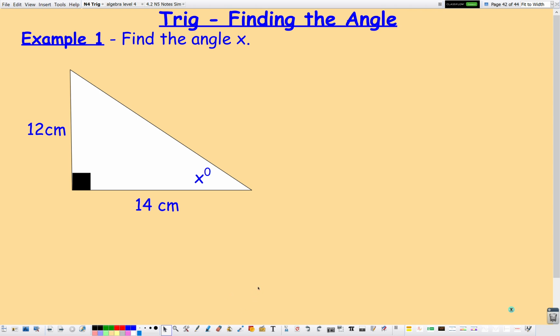So I've got a nice right angle triangle. You'll see the difference in this one. I'm given two sides here. I'm given 12 centimeters and I'm given 14 centimeters. I'm not given this angle. That's what I'm trying to find. So make a sketch of that triangle, please. Mark on that information, and then we will run through this problem.